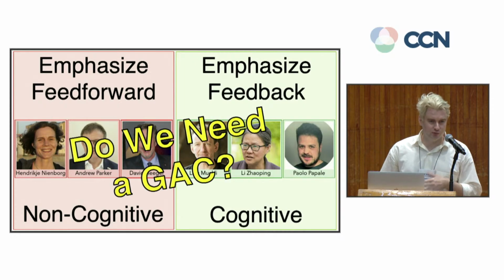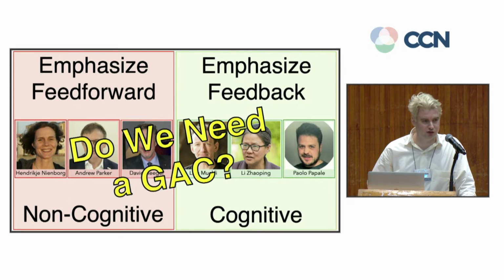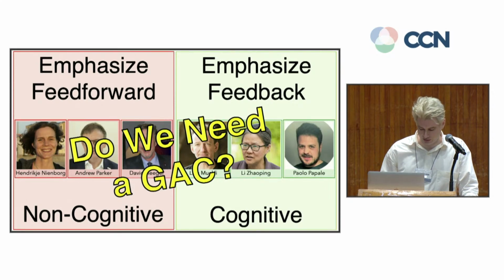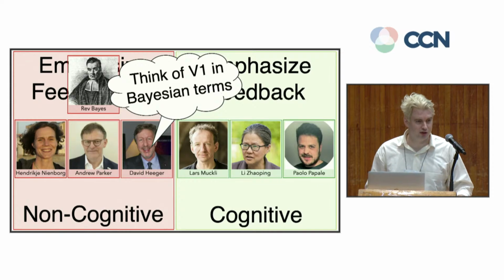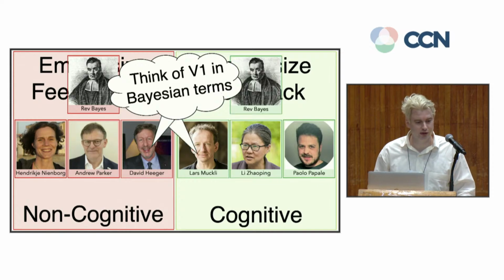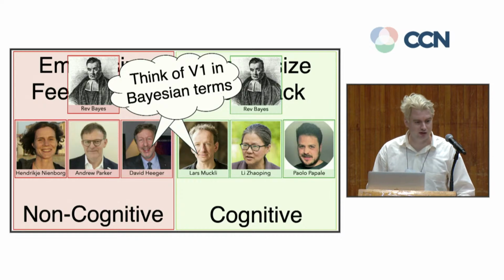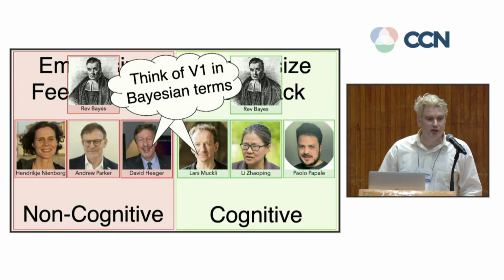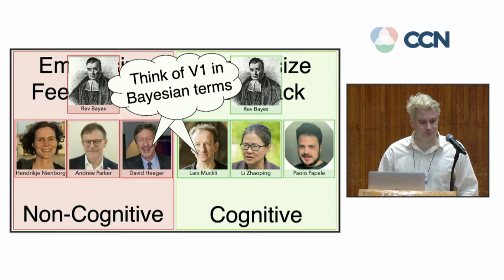But one of the questions you might ask yourself is, do we really need a GAC on this, right? Because on the one hand, if you dig deeper into the literature, you have someone like David Heeger on the more traditional approach to V1 saying, well, look, you can think of V1 in more Bayesian terms. And you've also got someone like Lars Muckli saying, well, look, you can also think of V1 in Bayesian terms. So perhaps the disagreement isn't as large as we think it is.